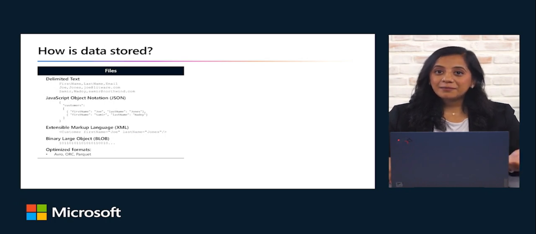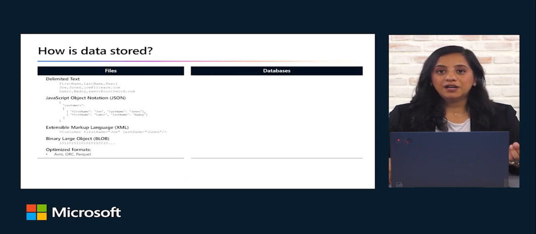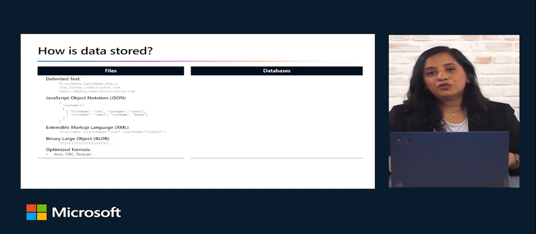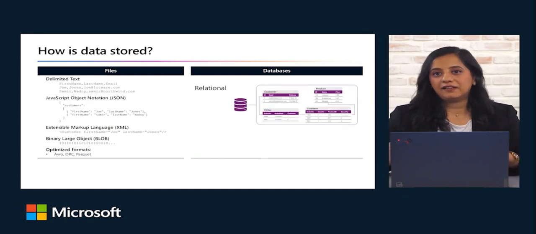Databases. Databases are used to define a central system where data can be stored and queried. There are two types of databases that we talk about: relational databases and non-relational databases. Relational databases are mostly used to store and query structured data.